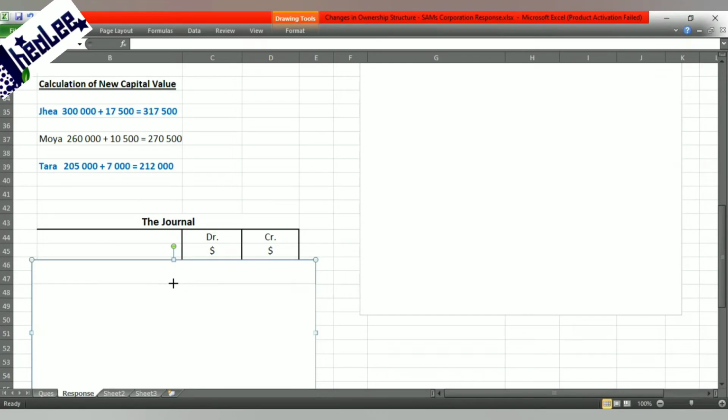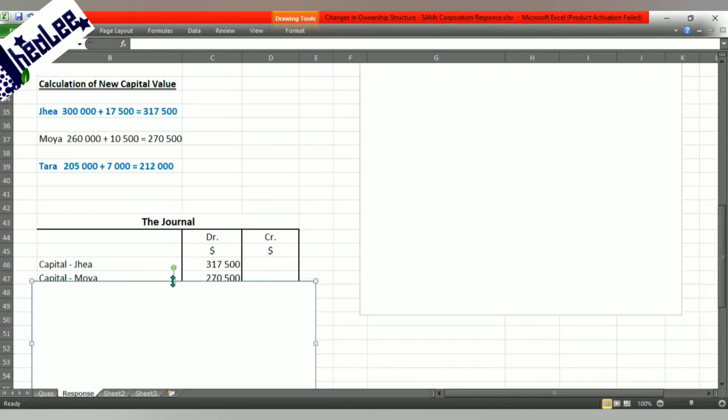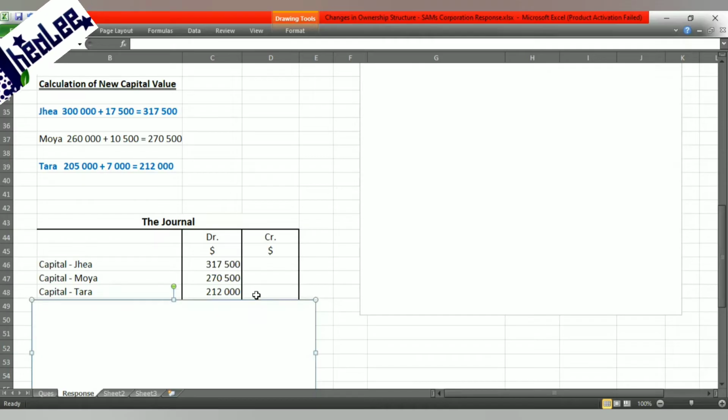So let's look at the first one. J is debited with 317,000. Maya is debited with 270,000. And Tara is debited with 212,000. So J, 317,500. Maya, 270,500. And Tara, $212,000. And these figures, remember, are the new capital values.